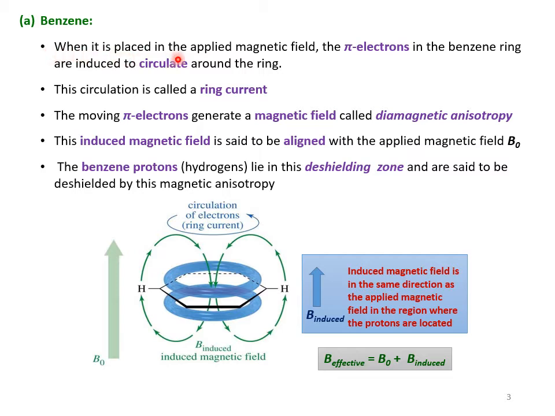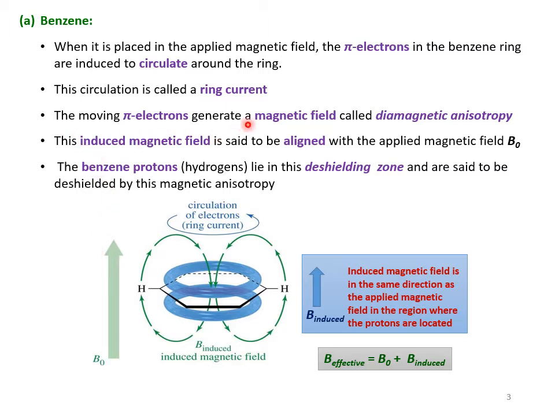When benzene is placed in an applied magnetic field, the pi electrons in the benzene ring are induced to circulate. These are the pi electrons, and this is the pi electron cloud above and below the benzene ring. In the presence of the applied magnetic field B naught, the pi electrons are induced to circulate around the ring. This circulation is called ring current. The blue color which you are seeing in this diagram is the ring current, generated by the circulation of pi electrons in the presence of the applied magnetic field.